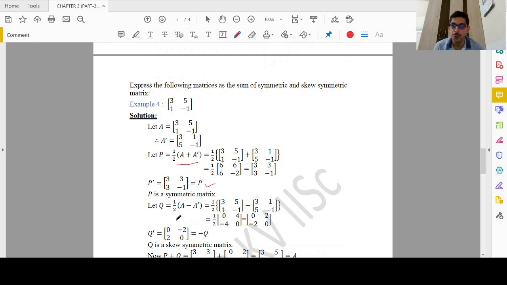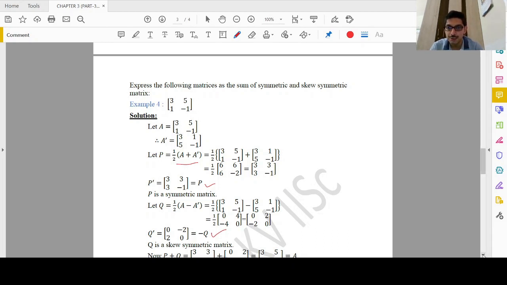Now to find Q, a skew symmetric matrix, that is half of (A minus A dash). So if you find half of (A minus A dash), you'll be getting 0, 2, minus 2, 0. Then to check whether Q is skew symmetric, you have to find Q dash. So Q dash is equal to minus Q. So Q is skew symmetric. So finally we got P and Q.